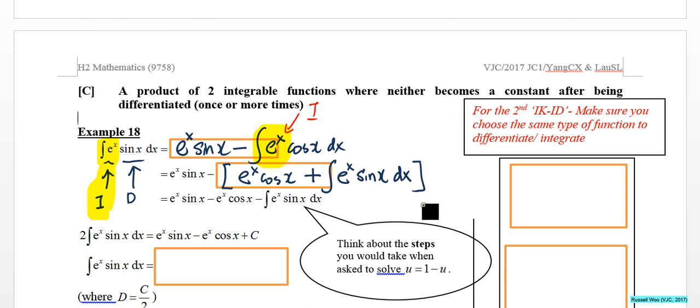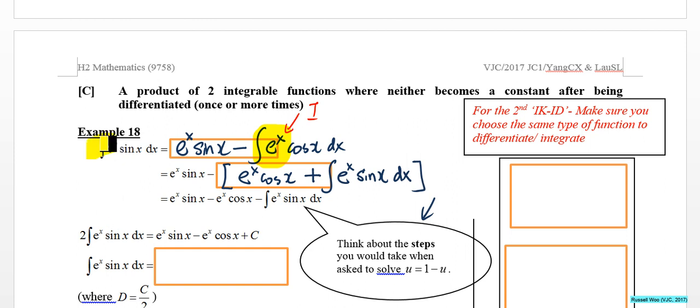I want to highlight this comment here. How would you solve u = 1 minus u? It's exactly the same principle. u is the unknown. You move the u across, you get 2u equals 1, u is half. Exactly the same principle.